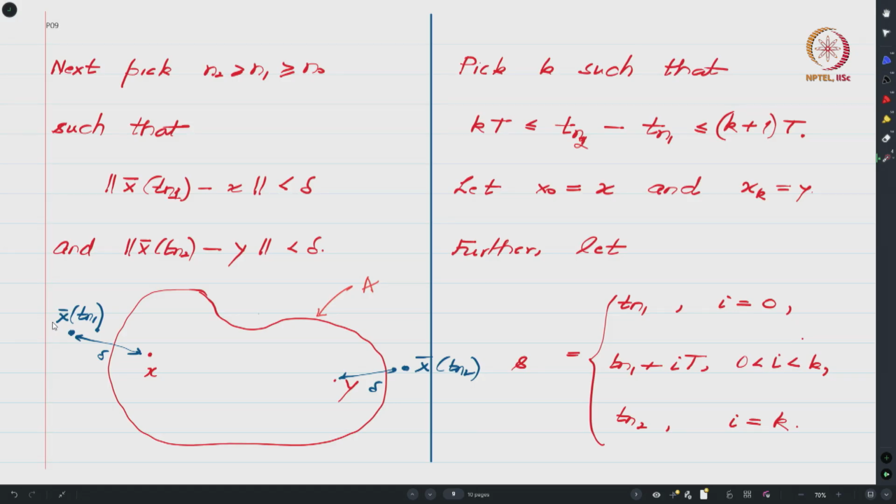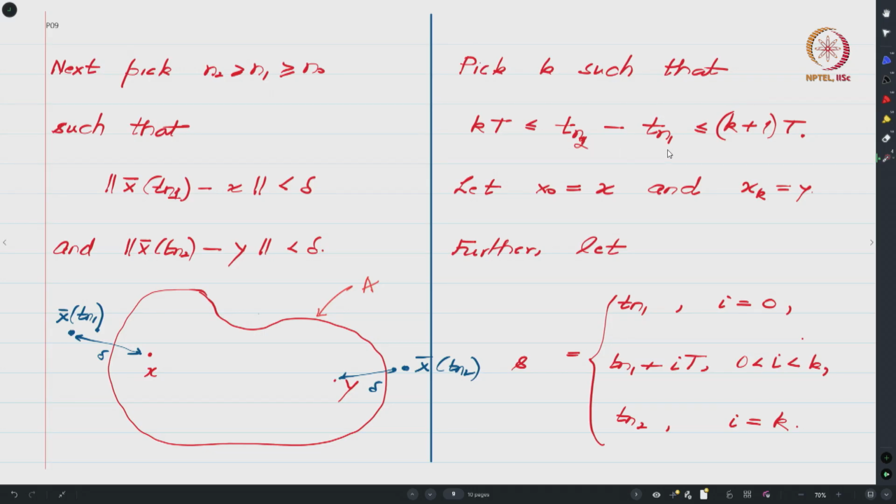All we are saying is that as the value of s becomes larger and larger, your linearly interpolated trajectory will get closer and closer to A. So now given that you have this x bar tn1 which is delta away from x and x bar tn2 which is delta away from y, what we are going to do is pick k such that k times t and k plus 1 times t upper bound tn2 minus tn1.